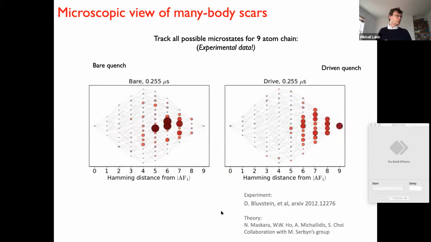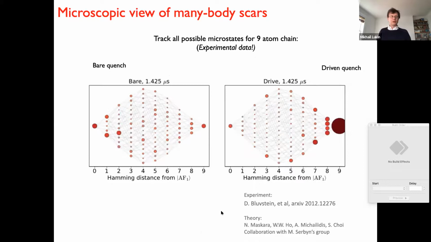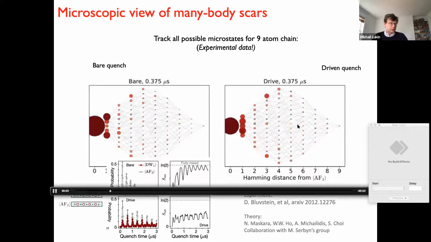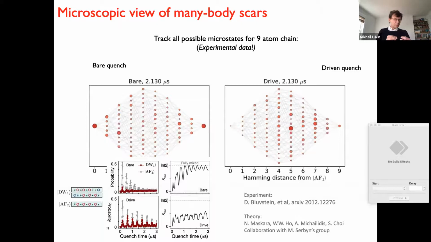But what I really want to show you is that this effect allows you to steer the many-body entanglement dynamics of the system. What is shown here, and I think it's the first time a movie like this has been created, is experimental data where we track all possible microscopic states for a one-dimensional atom chain. And there are two things that you see. One is that this driven system, of course, lives a longer time. But even more importantly, if you look at the lower left corner, you will see the trajectory of this many-body system is altered.